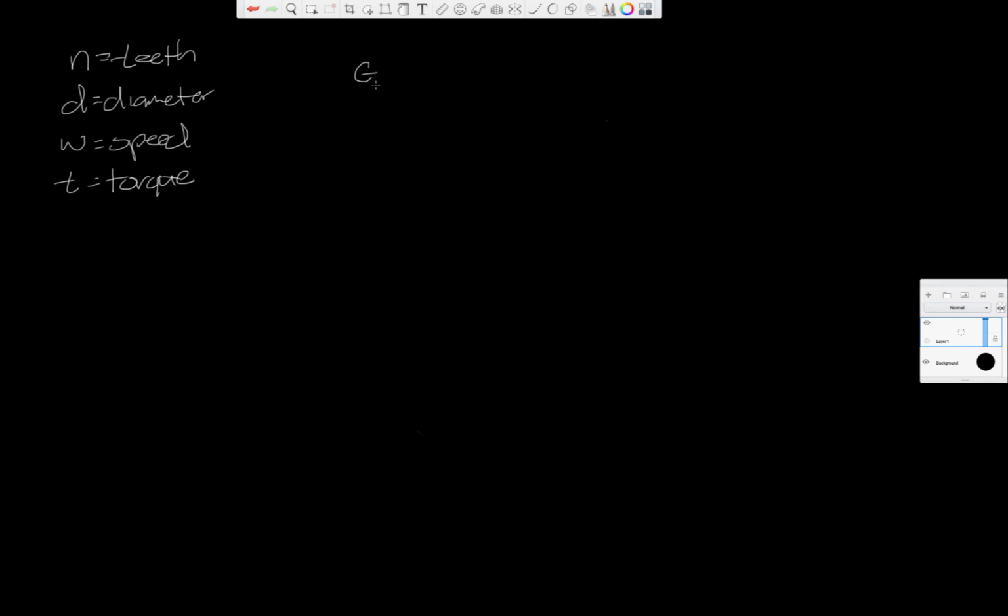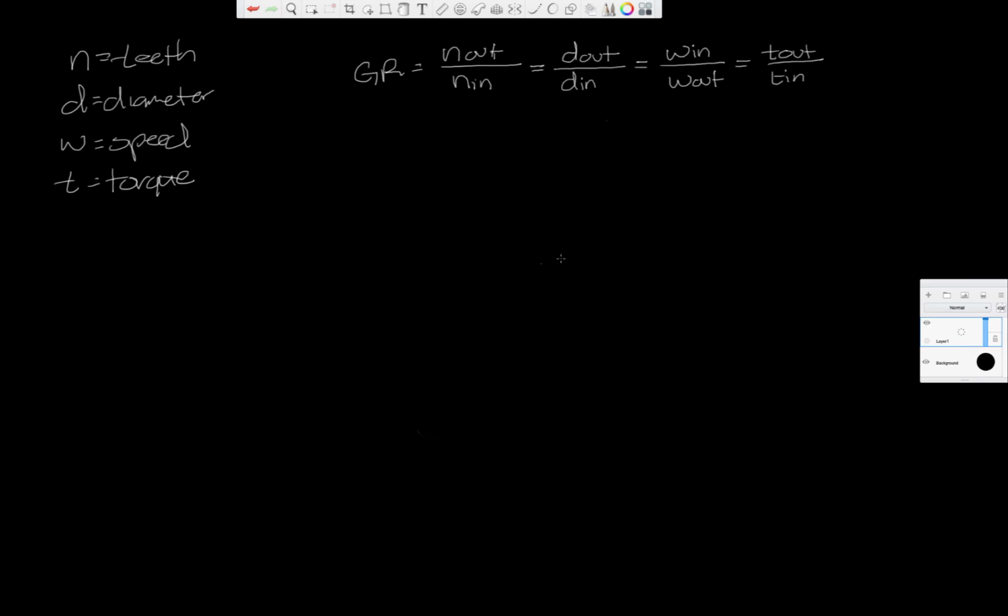All of these formulas are going to equal gear ratio. So we have n out over n in, that's equal to diameter out over diameter in, that's equal to speed in over speed out. So take note of that one, that one's opposite. It's in over out instead of out over in. And torque out over torque in. So those are our equations.